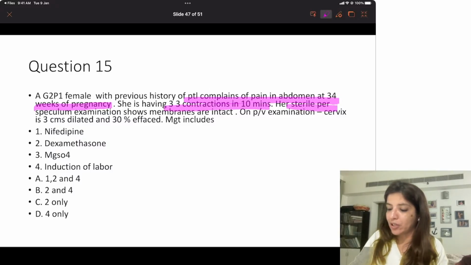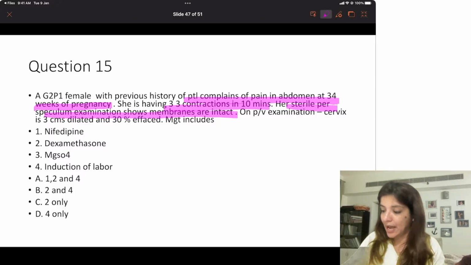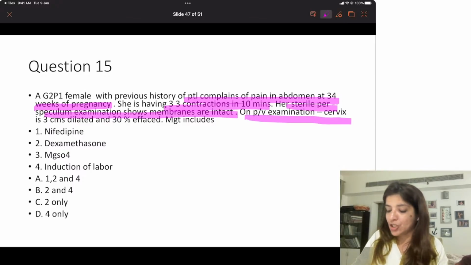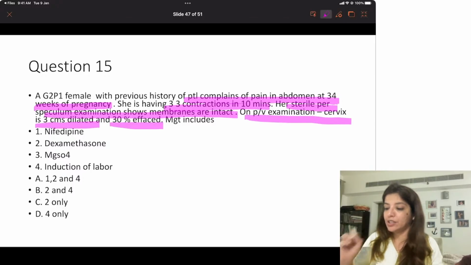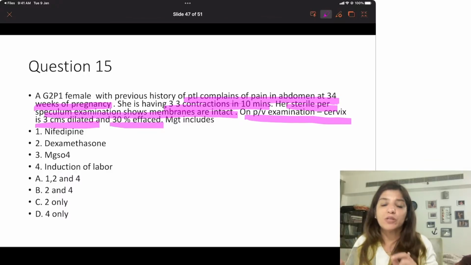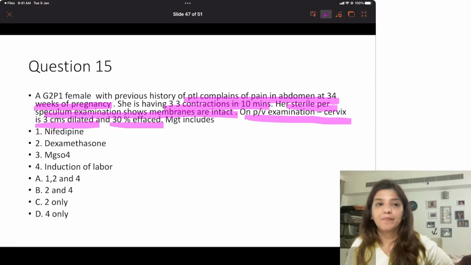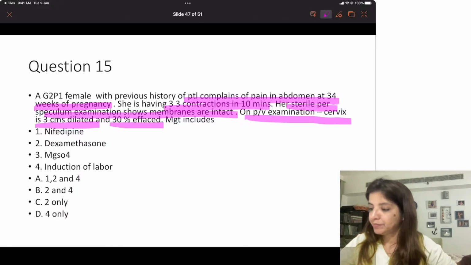Her sterile per speculum examination shows membranes are intact. On per vaginal examination, the cervix is 3 centimeters dilated, 30% effaced. Management includes number 1, nifedipine, number 2, dexa, number 3, magnesium sulfate, and number 4, induction of labor. So option A: 1, 2, 4; option B: 2 and 4; option C: 2 only; option D: 4 only. Tell me.